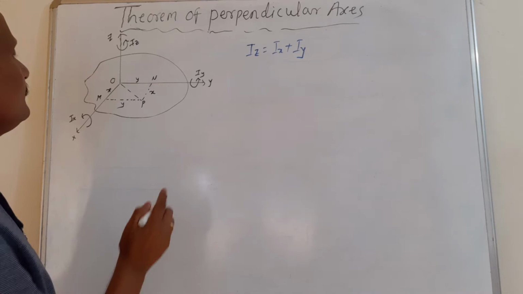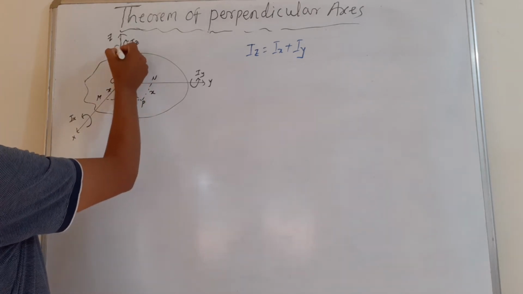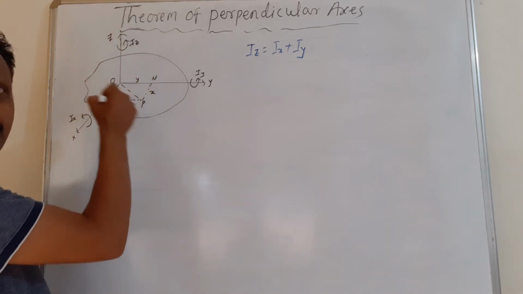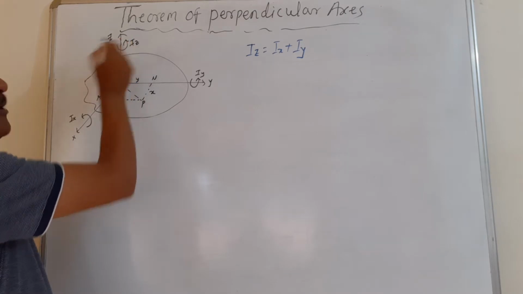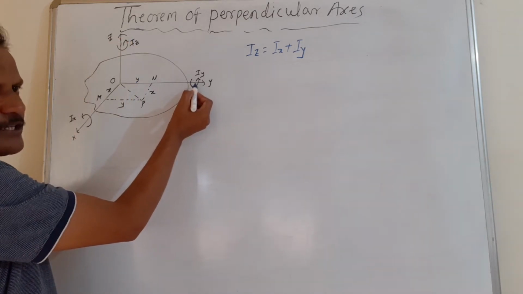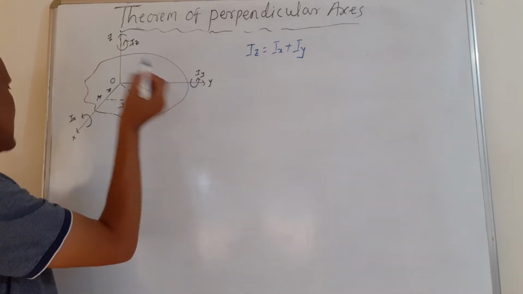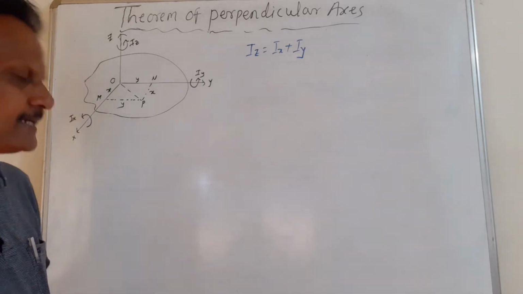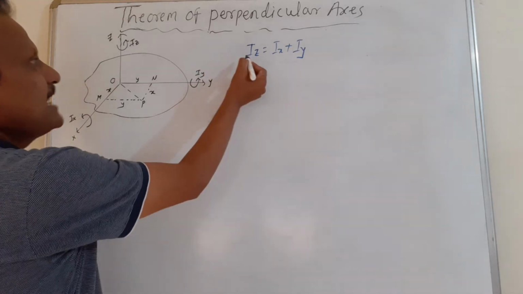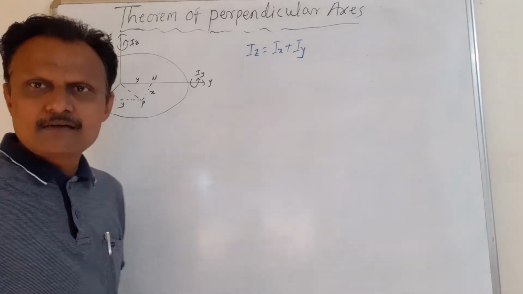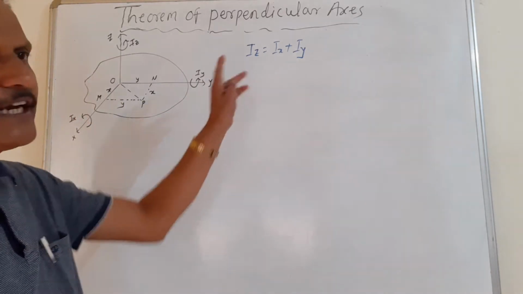Okay, now this indicates the lamina is rotated about z axis, lamina is rotated about y axis, and when lamina is rotated about x axis. Okay, so now this Iz equal to Ix plus Iy. So this is the relation.